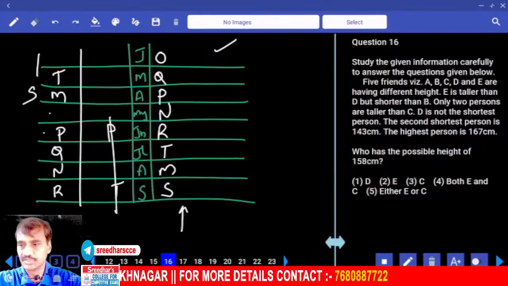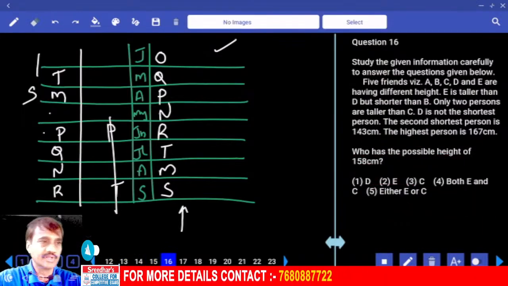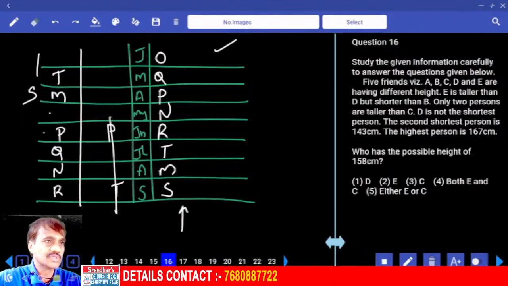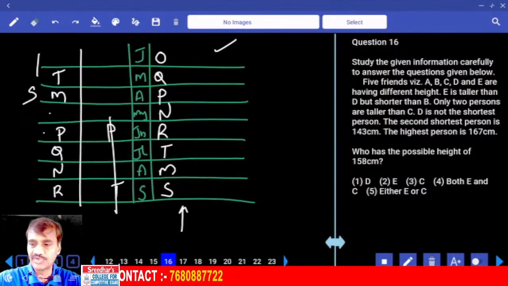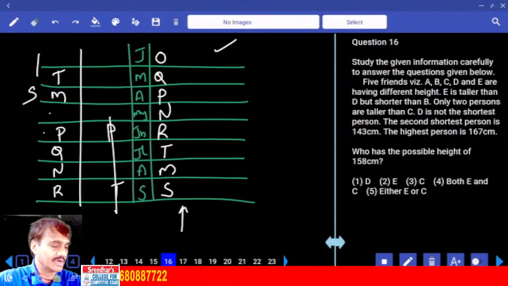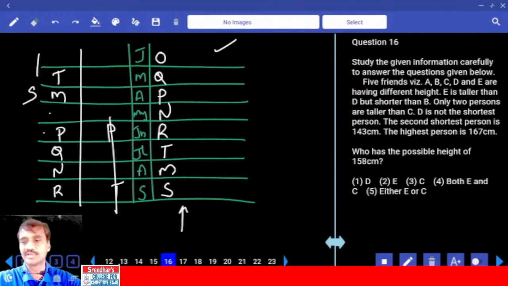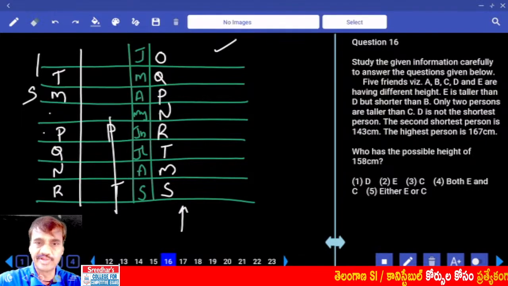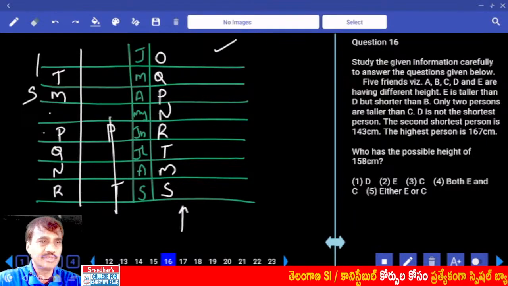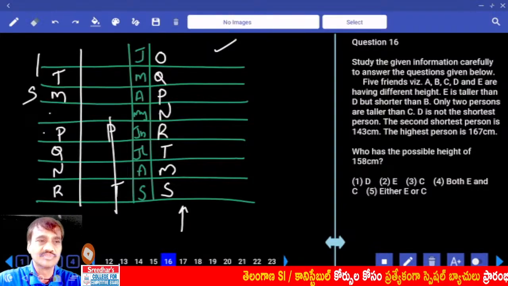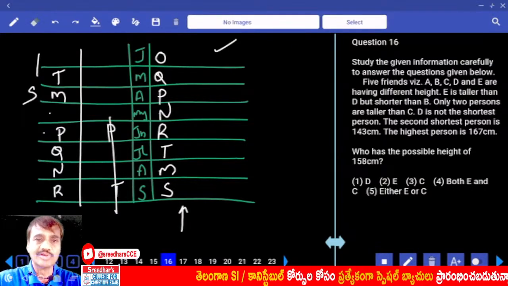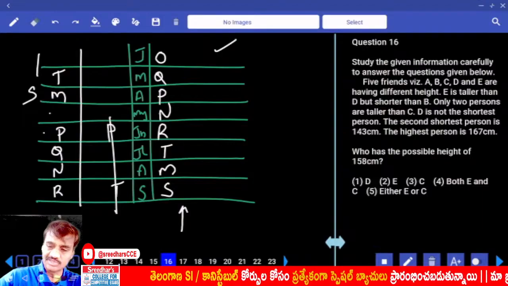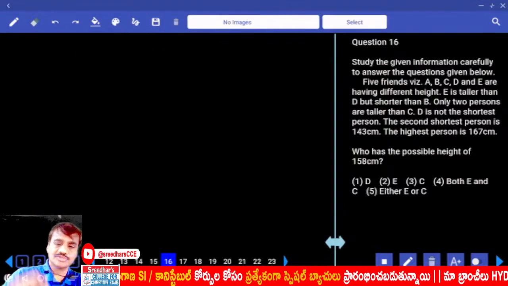Now in the 16, how many friends were there? There are 5 friends. Who are those? A, B, C, D and E. Now these 5 persons are compared in their height. How many questions were given under this one? 3 questions. Comparison: first or the second? Definitely first priority. It will be much easier than your blood relations. Isn't comparison always easier than blood relations?